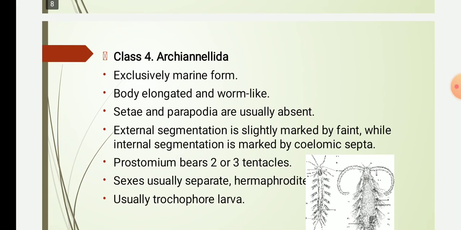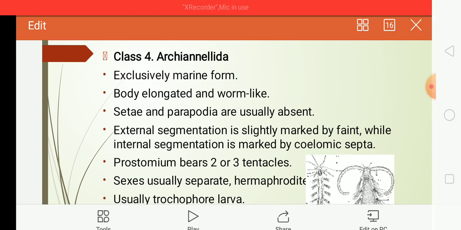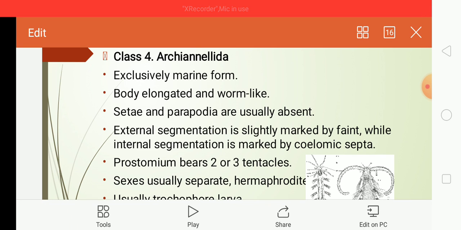Okay, then class 4 is the Archiannelida. Archiannelida is an exclusively marine form. Okay, archi means the first one. So these are the first known annelids, and they are exclusively marine forms.